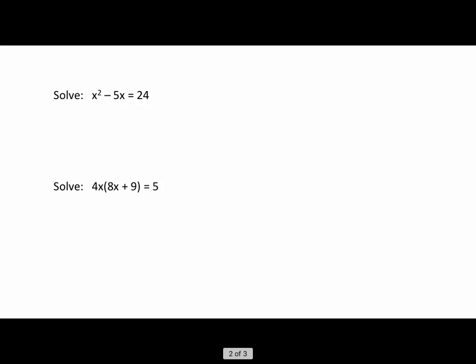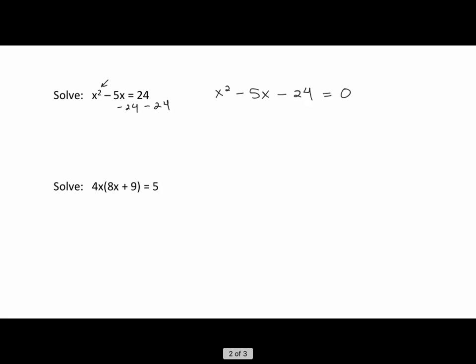So an example here, we have a quadratic equation. It's degree 2, right? So the first thing we need to do is get 0 on one side. So I'm going to opposite this 24 from both sides of the equal sign. So on the left side, x squared minus 5x minus 24. And on the right side, that's going to add to 0.